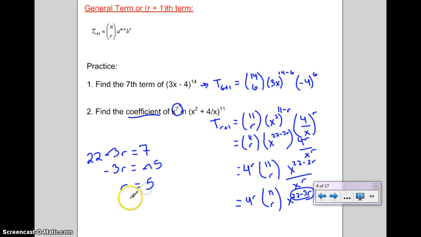You can also find which term you're talking about if you start to expand it, but this saves you a little bit of time because you're not sure what term you're going to actually be on. So of course, now that I know r, I can substitute r back in and I'll be able to find the coefficient for this problem.